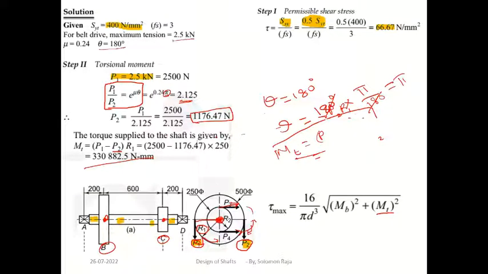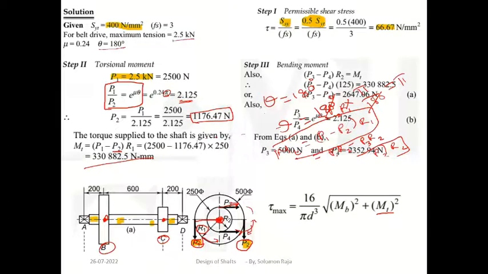MT we got. Still we need the MB value. MB means bending moment. Before we find the bending moment value, we need to find out the P3 and P4 values. Before we move on to bending moment, we have to find out the P3 and P4 values.